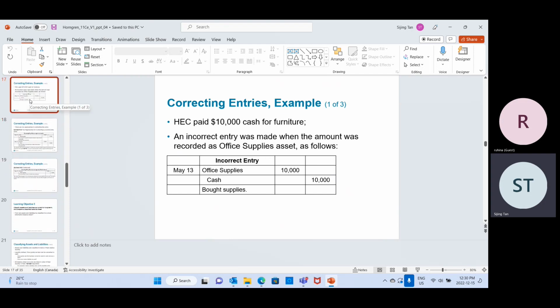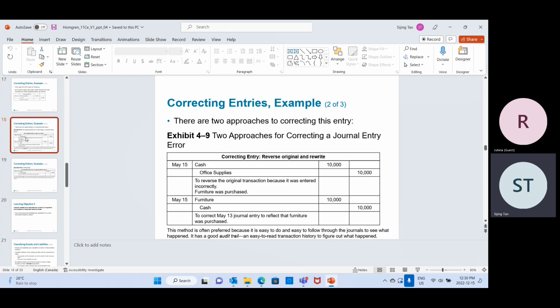HEC paid $10,000 cash for furniture. An incorrect entry was made. Because it's furniture, we should debit furniture, credit cash. But the accountant recorded a debit to office supplies, credit cash. So that bought office supplies instead of furniture. Then there are two approaches to correcting this entry. The first one: we reverse the original transaction from office supplies back to cash. So our cash goes back up $10,000 and office supplies decrease $10,000. Then we record the correct journal entry with debit furniture, credit cash.